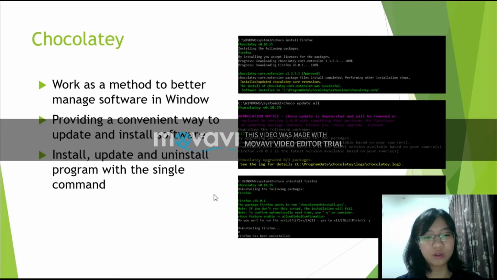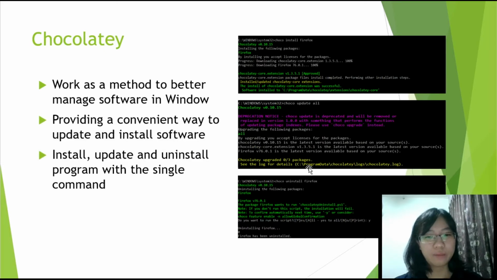Next, uninstalling a program is a little different from installing a package. Users need to type in choco uninstall, followed by the name of the program they want to uninstall, and the uninstall process will automatically execute.